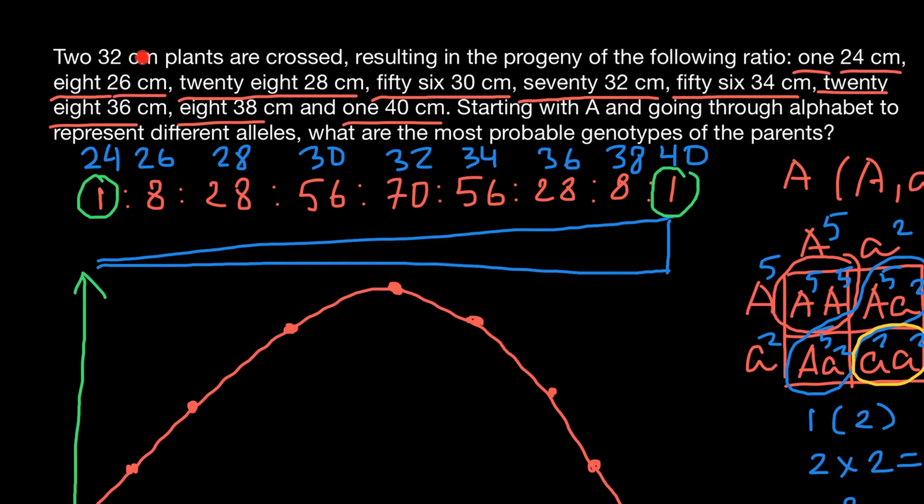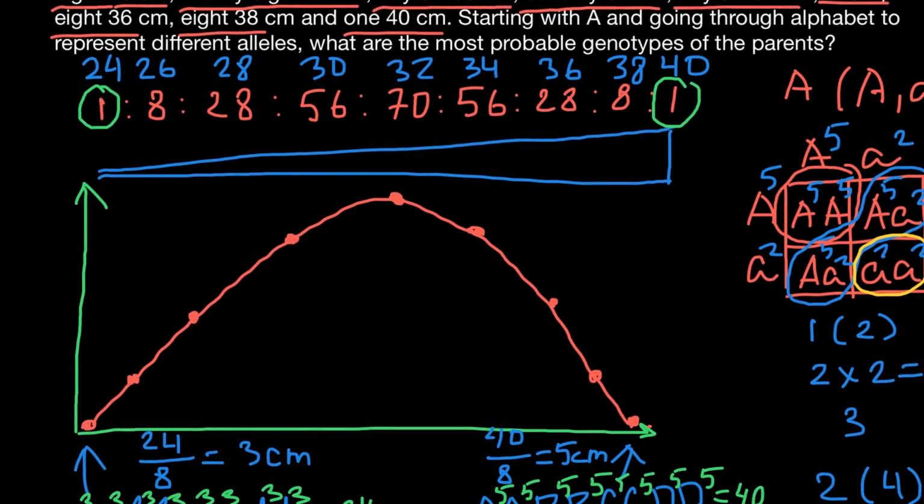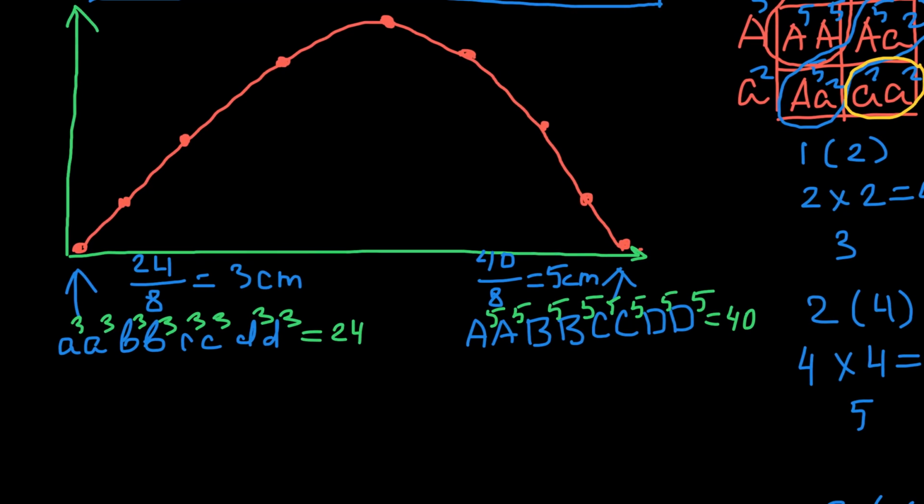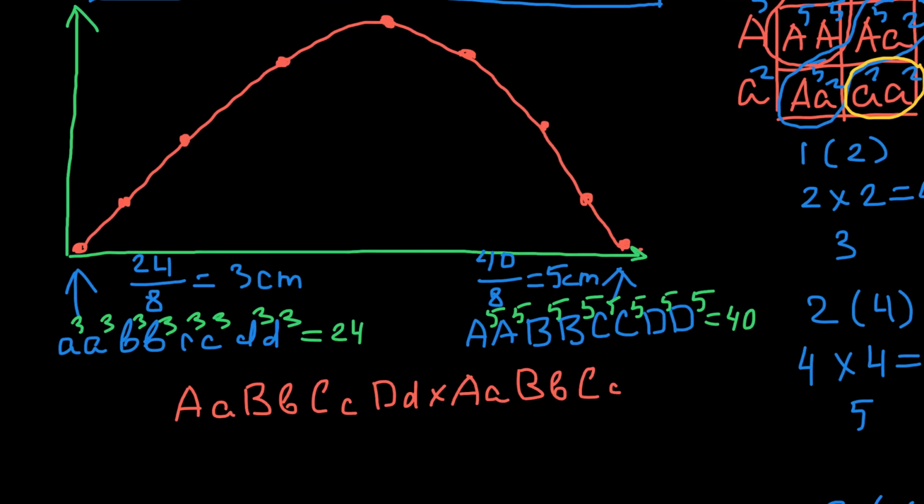We are told that two plants, 32 centimeters tall, were crossed. So what is the genotype of the parents? Let's guess. If we have the whole range of the genotypes in the progeny, parents have to be heterozygous for each gene. So the genotype of the parents has to be capital A, small a, capital B, small b, capital C, small c, capital D, small d, and the second parent also has to be of the same genotype. Capital A, small a, capital B, small b, capital C, small c, and capital D, small d.